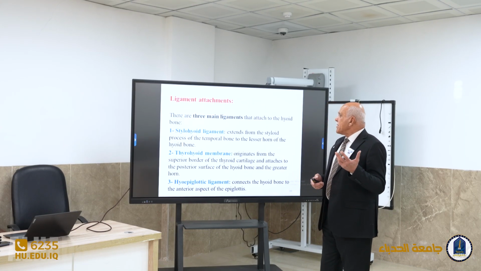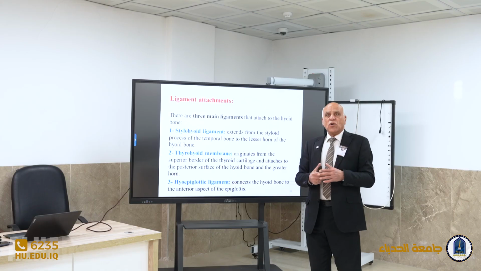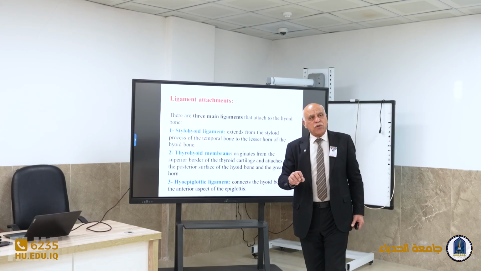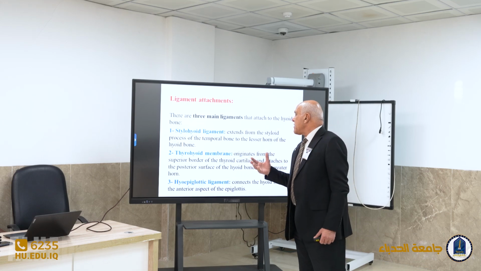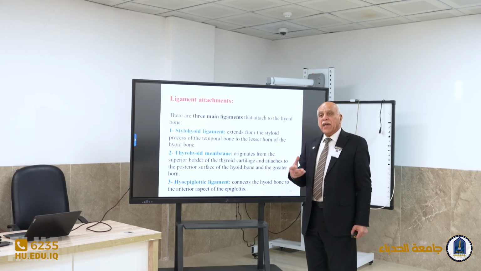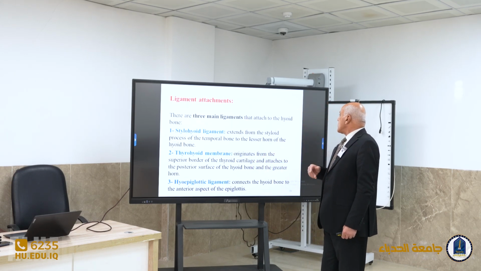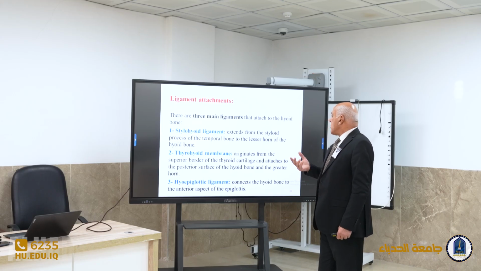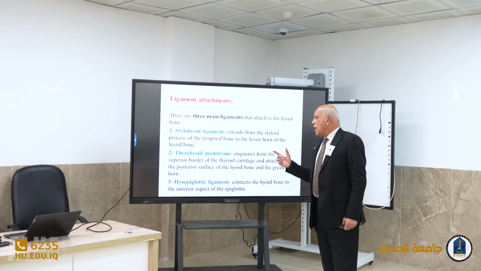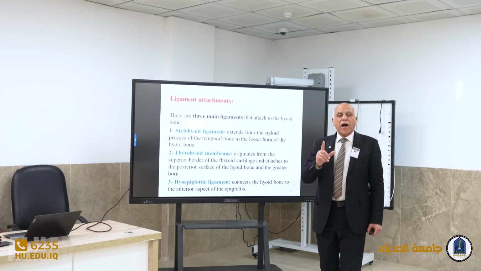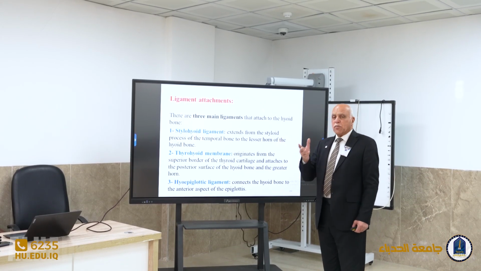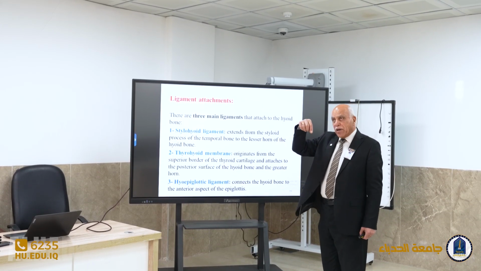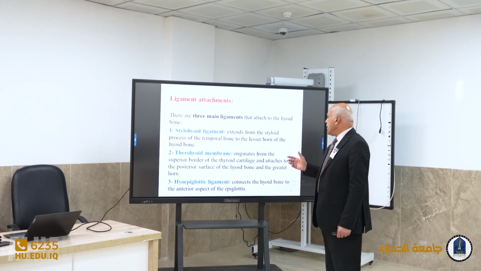Lastly, what are the ligaments that attach? We talked about 3 groups of muscles, and now we talk about what are the ligaments that attach to the hyoid bone. There are 3 main ligaments that attach to the body of the hyoid bone. These ligaments are, number 1, stylohyoid ligament, and we talked about it previously, between the styloid process and the apex of the lesser horn of the hyoid bone.